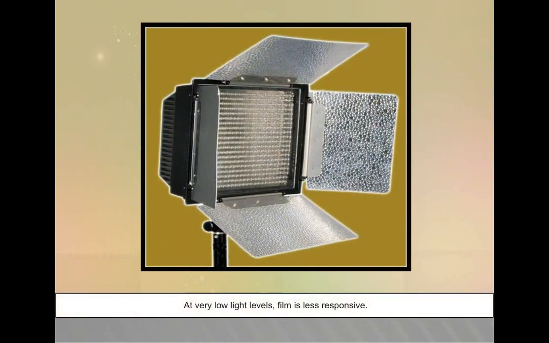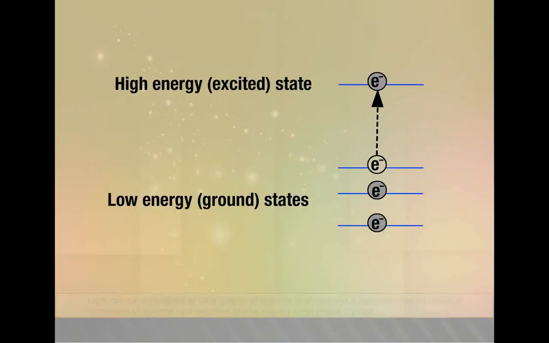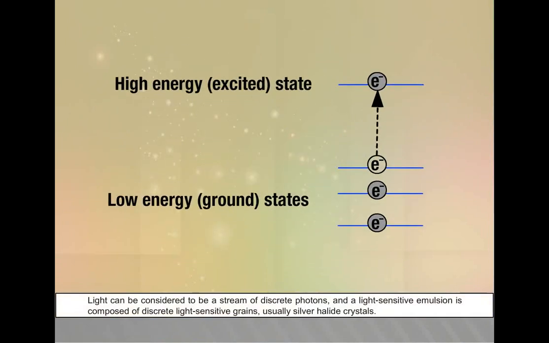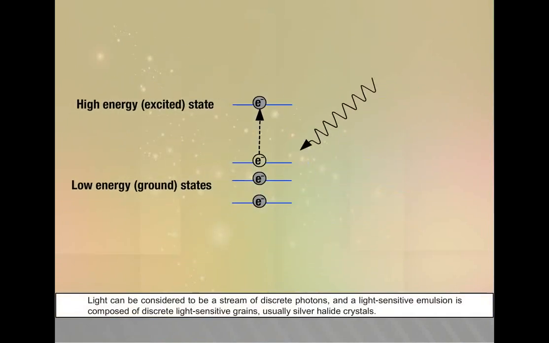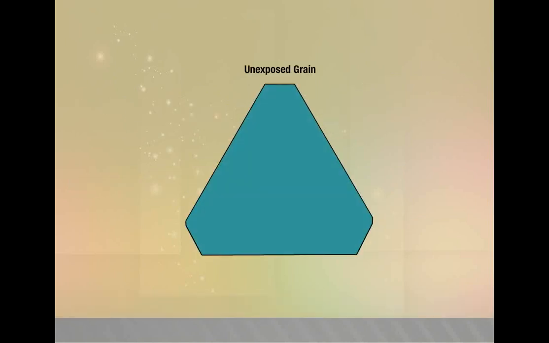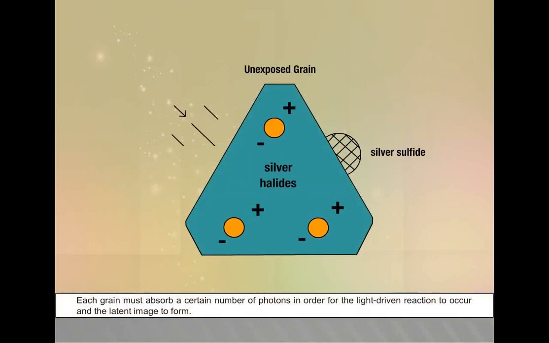At very low light levels, film is less responsive. Light can be considered to be a stream of discrete photons, and a light-sensitive emulsion is composed of discrete light-sensitive grains, usually silver halide crystals. Each grain must absorb a certain number of photons in order for the light-driven reaction to occur and the latent image to form.